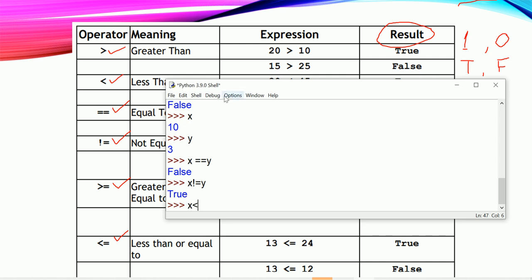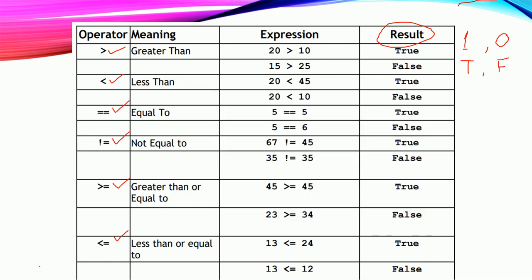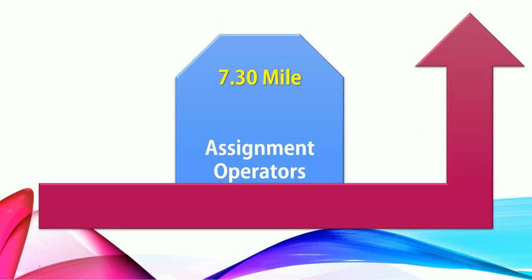Then x greater than or equal to y, definitely it is true. Then x less than or equal to y, no, x is greater than y. Suppose 10 is less than or equal to 10, it is true, because it may be either less or equal. So in this way it is working. Just proceeding with the next one. Next slide. I think we understood it.